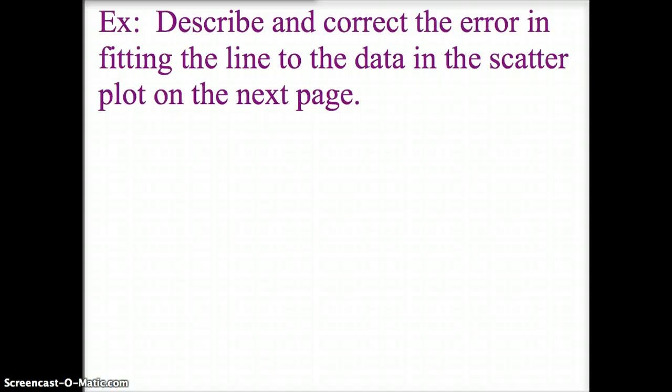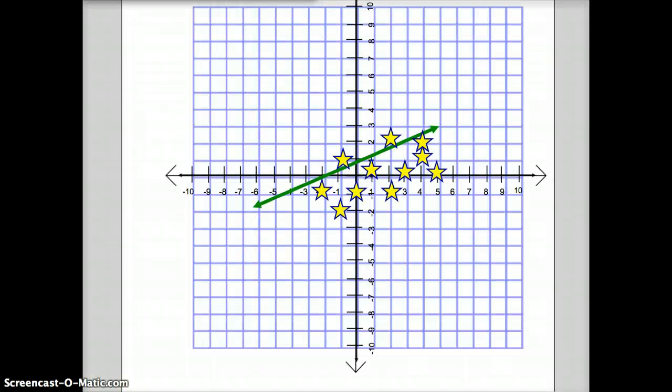On the next page, let's describe and correct the error in fitting the line to the data on a scatter plot. For this, we really only have 2 points above. We've got 2 points above and 1, 2, 3, 4, 5, 6, 7, 8, 9 points below. It does match the actual pattern in the data. It is increasing from left to right.